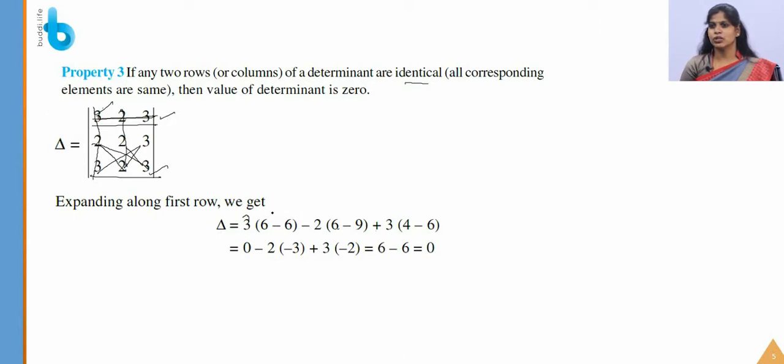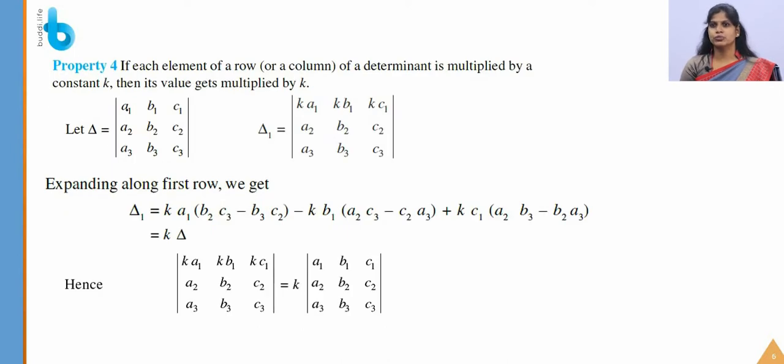Now on computing, 6 minus 6 becomes 0. So 0 minus 2 into 6 minus 9 is minus 3, plus 3 into 4 minus 6 is minus 2. So, minus 2 into minus 3 is plus 6, 3 into minus 2 is minus 6, which is equal to 0. So, according to the property, if any two rows or any two columns are identical, then the value of its determinant will be 0.